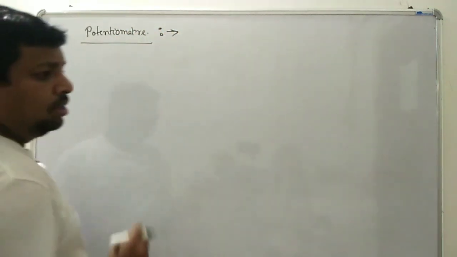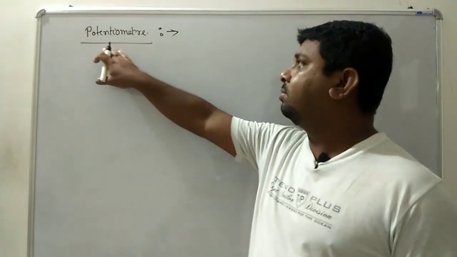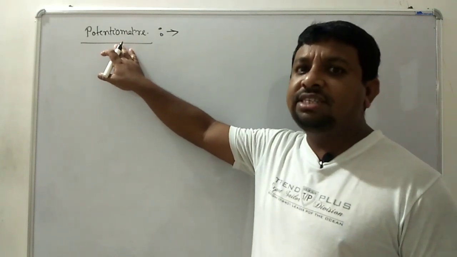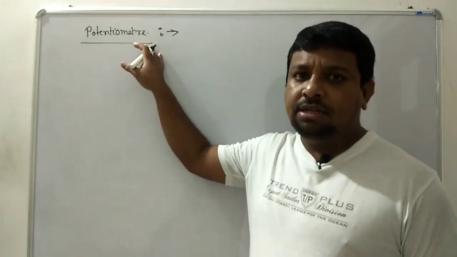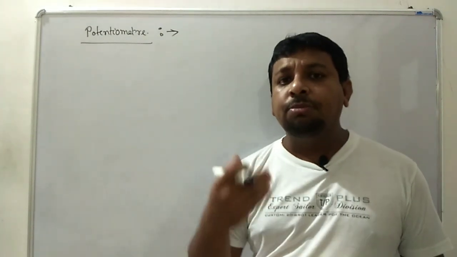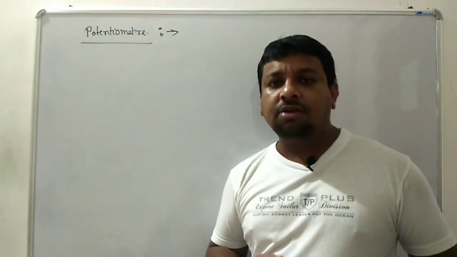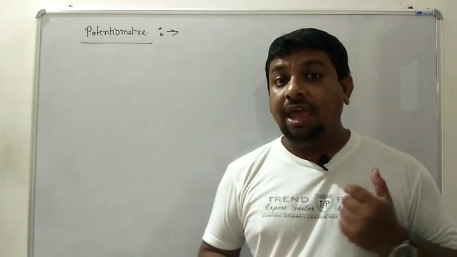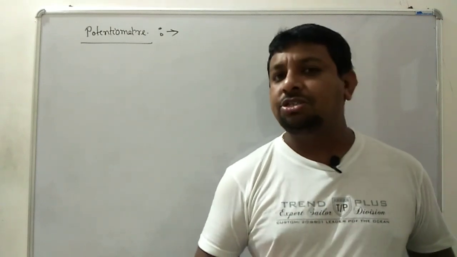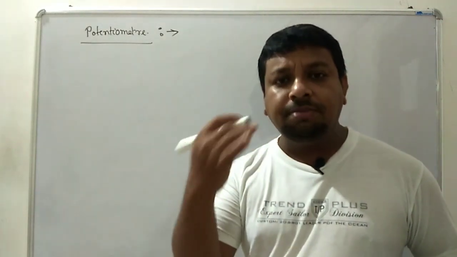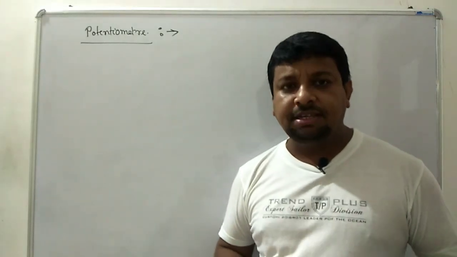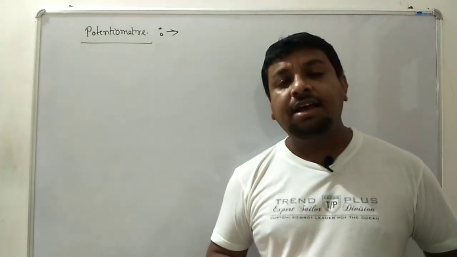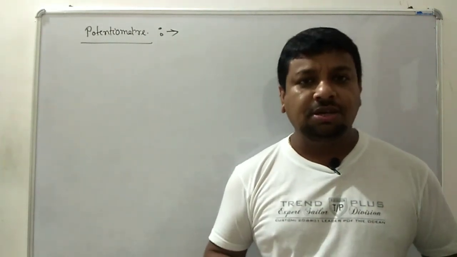What is a potentiometer? It is a combination of two words: potentio, meaning potential, and meter, meaning measurement. That means potential measurement. The device used to measure the potential difference across the two ends of a conductor, the EMF of a cell and the internal resistance of a cell is known as a potentiometer.